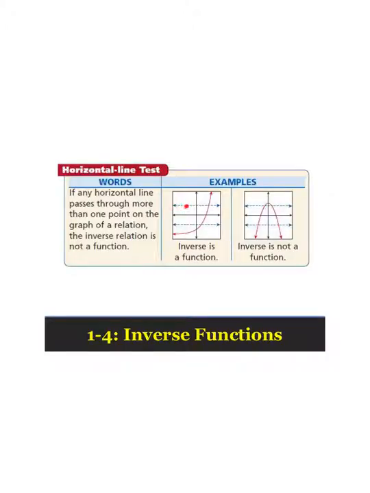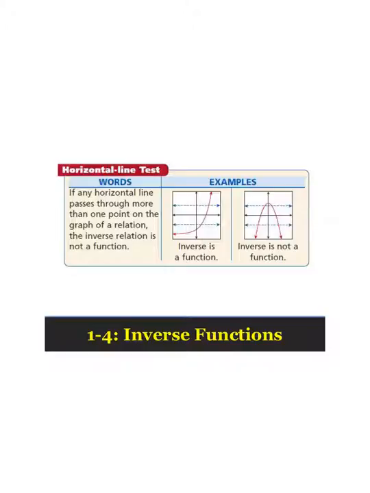So you can see here that they've drawn a horizontal line through this graph. And as it goes through this graph, it only touches the graph once right here. Here's another place that you could put the horizontal line. It touches that graph only once right there. So it doesn't matter where I put my horizontal line, no matter where, it's only going to touch this graph once. So this inverse is a function.